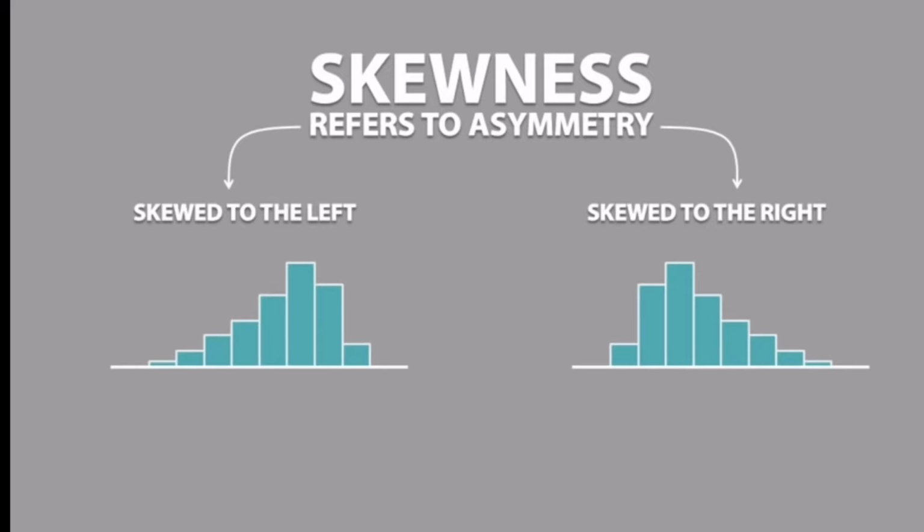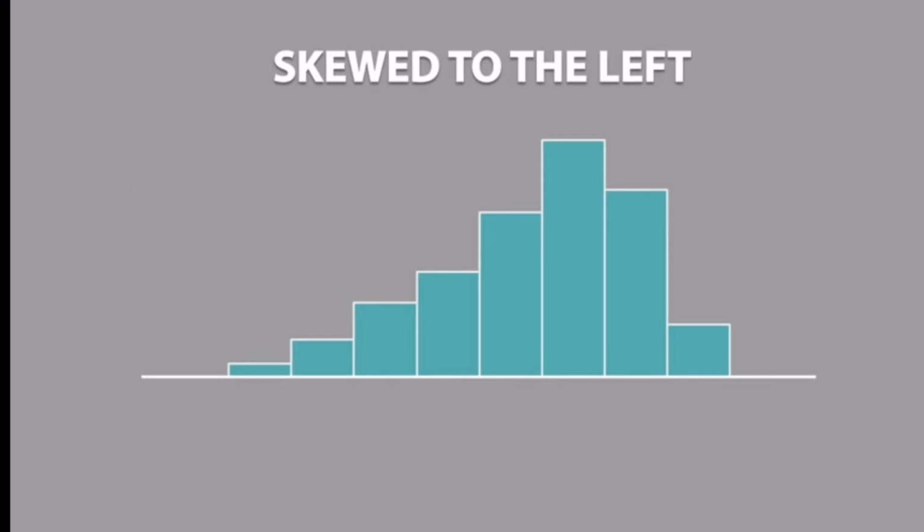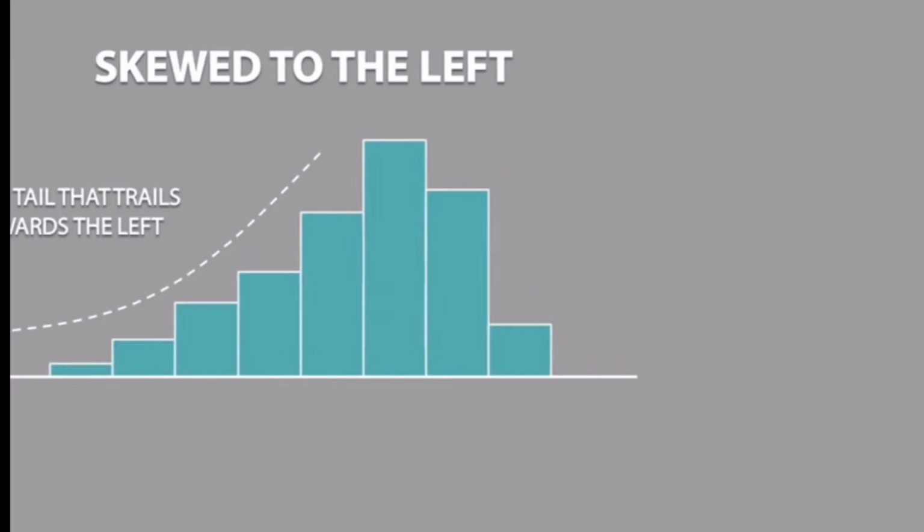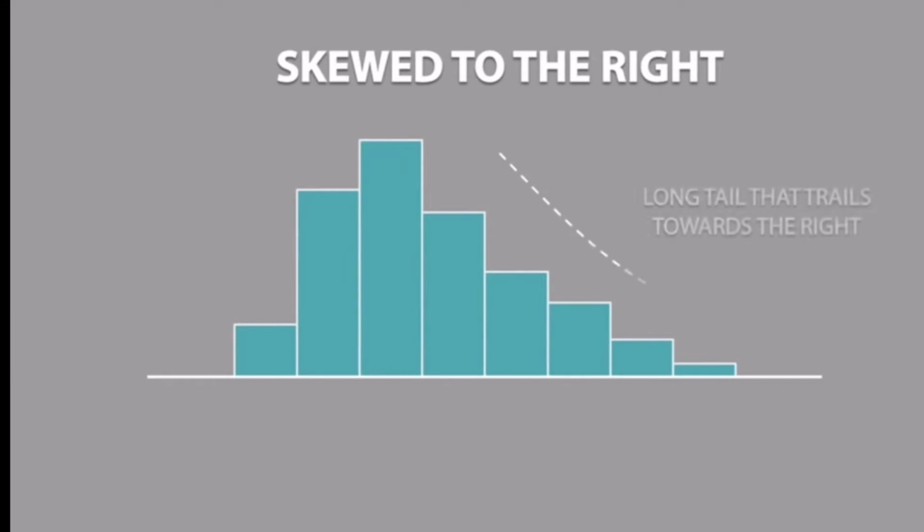We read skewness based on the direction in which the data points cluster. A distribution is said to be skewed to the left if it has a long tail that trails towards the left. In contrast, a distribution is said to be skewed to the right if it has a long tail that trails towards the right side.